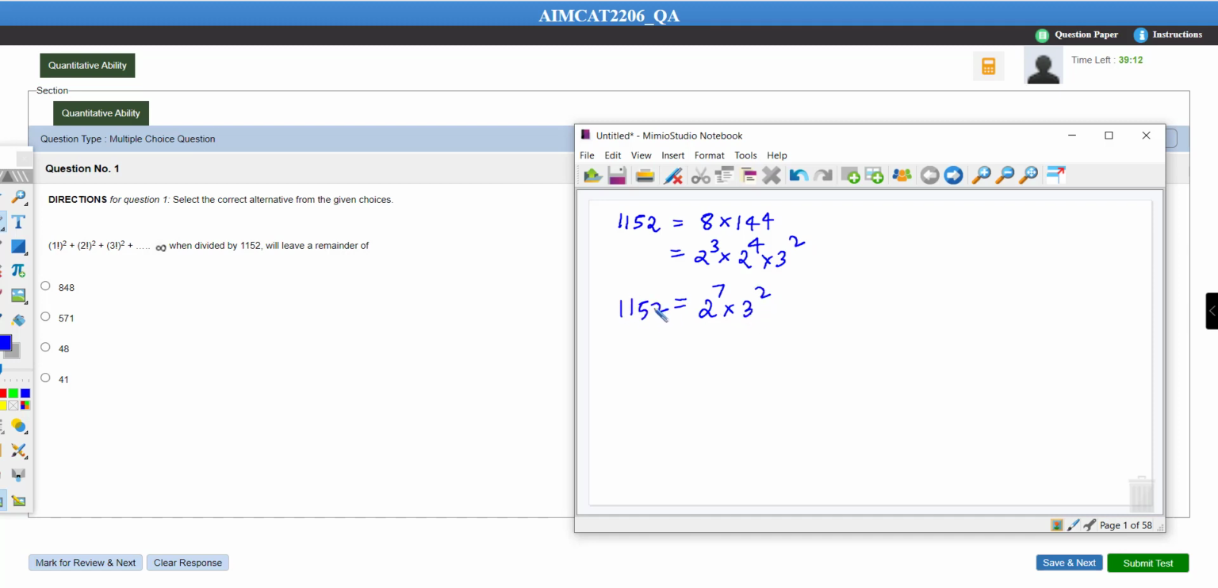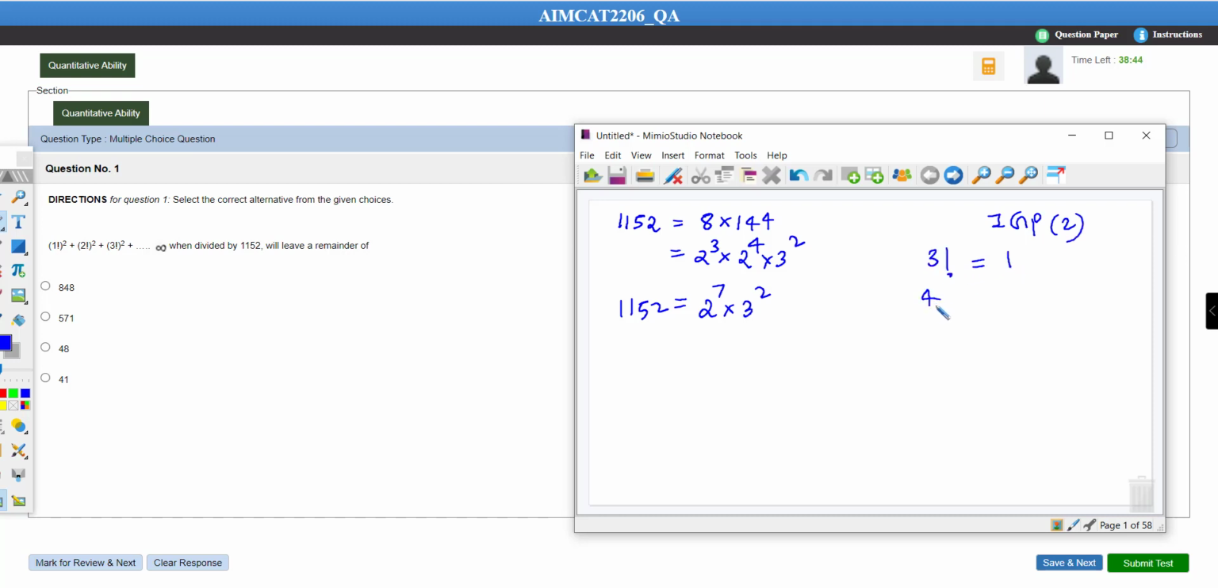So we want to find the smallest factorial whose square is completely divisible by 2 to the power 7 into 3 square. We want 3 squares, which means it should be at least 3 factorial square, because we want two 3s. Now we need to check the power of 2. The power of 2 in 3 factorial is equal to 1.